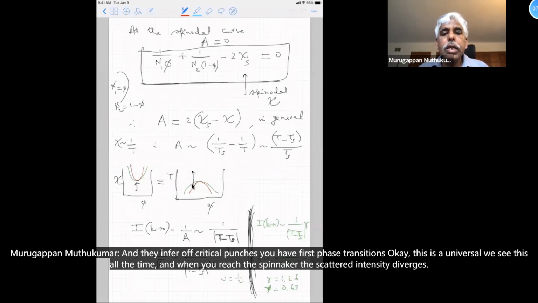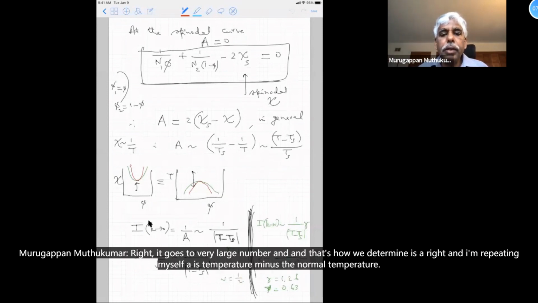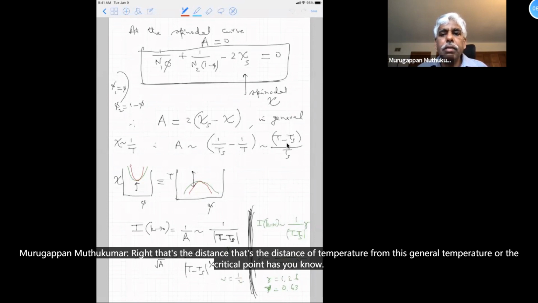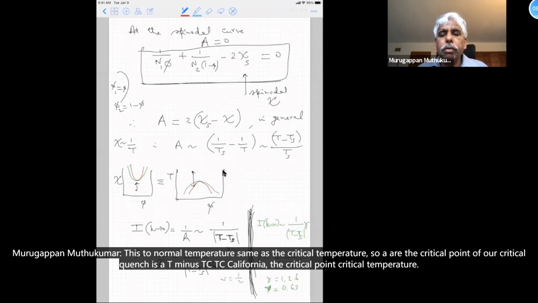And when you reach the spinodal curve, the scattered intensity diverges, right? It goes to a very large number. And that's how we determine this A, right? And I'm repeating myself, A is the temperature minus the spinodal temperature, right? That's the distance of the temperature from the spinodal temperature. At the critical point, as you know, the spinodal temperature is the same as the critical temperature. So A at the critical point, or for critical quench, is T minus Tc, Tc corresponding to the critical point, the critical temperature.